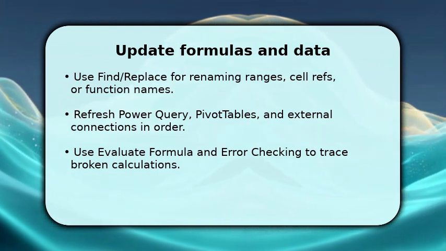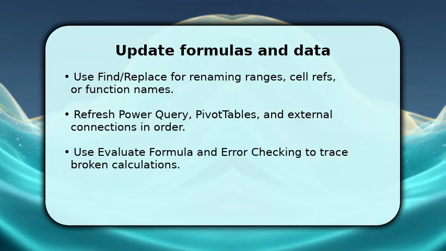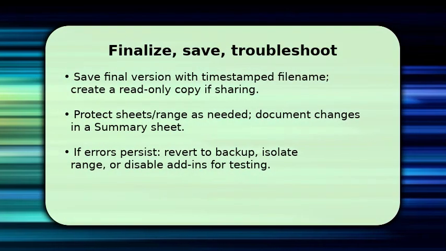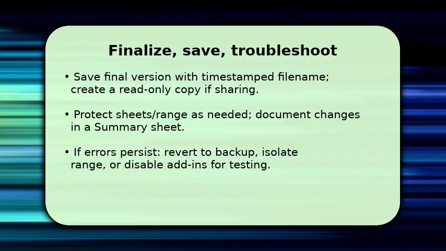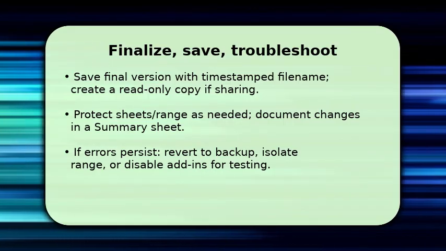You finish by saving a timestamped final copy and creating a read-only shared version if others will view it. Then test critical calculations end-to-end and inspect pivot tables and charts to confirm updates propagated. Protect sheets or ranges to prevent accidental edits, and add a summary sheet listing what changed.